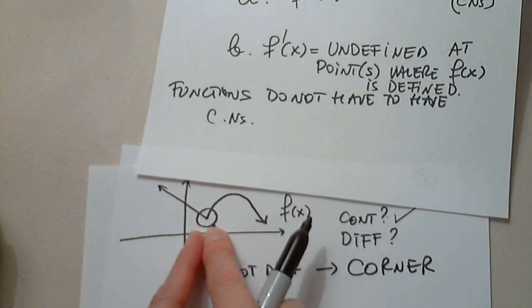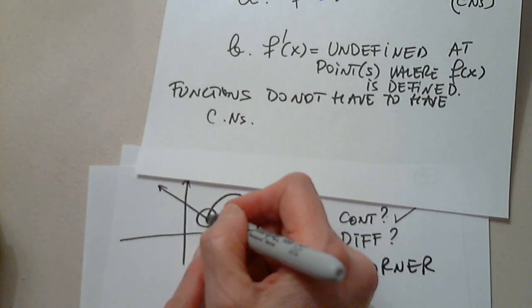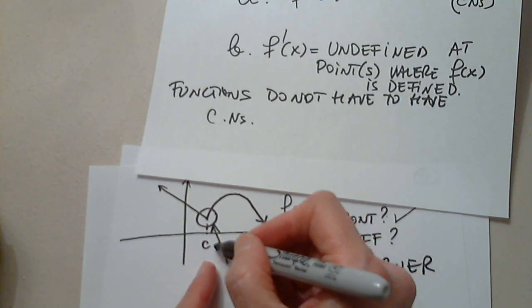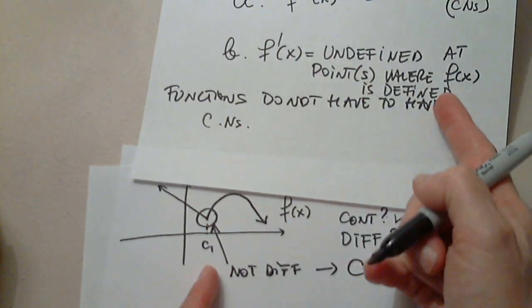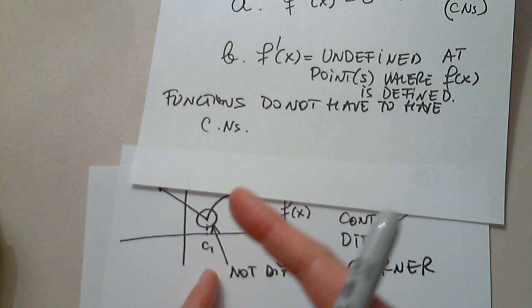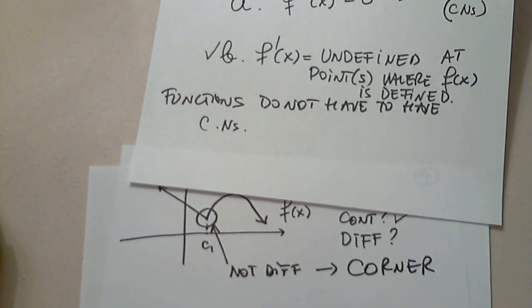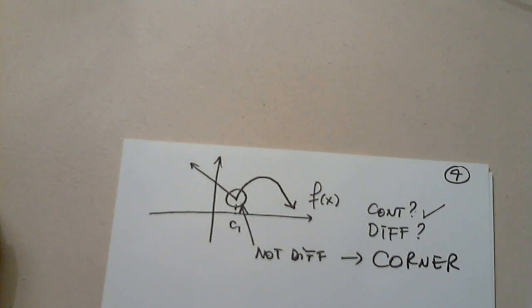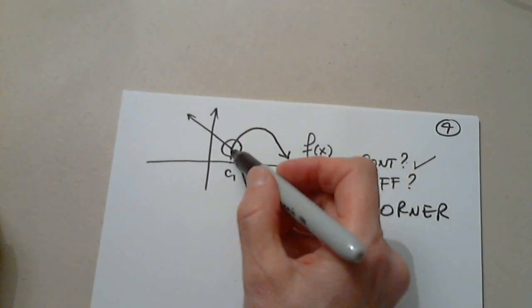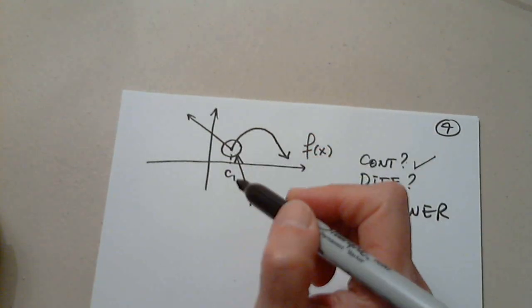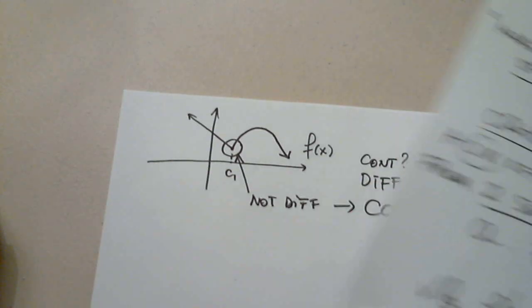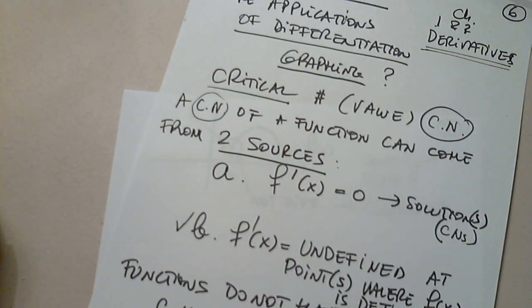It's not differentiable. At this point, this is a critical number, so I'm going to call it C1. This is a critical number. The derivative is undefined, but the function exists. So that is typical for part B. A corner, a vertical tangent, a cusp. The function is not differentiable, but it's continuous. And this point is a critical number coming from this source. F prime is undefined because the function is not differentiable there, but the function exists.